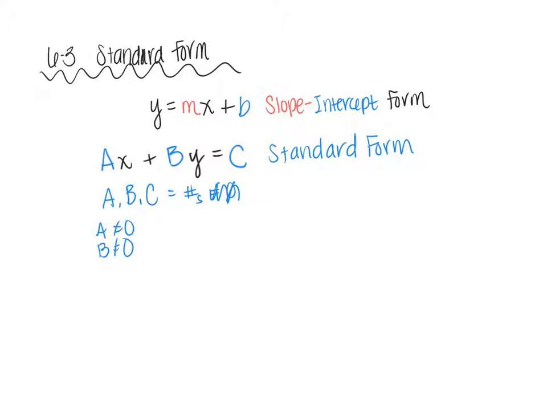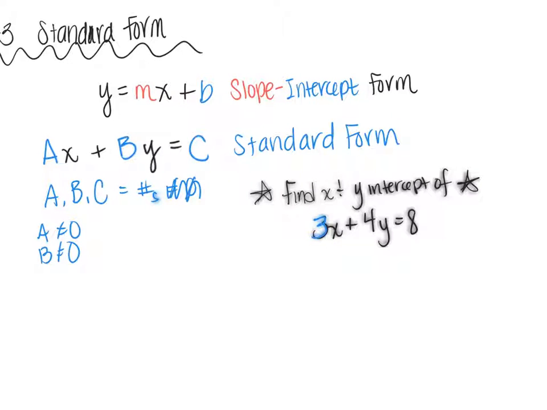So let's look at how I can end up graphing this and finding x and y intercepts. All right, so let's look at this problem over here. I want to find the x and y intercept of 3x plus 4y equals 8. Make sure you're doing this along with me. So notice that this is written in standard form. I have a is 3, b is 4, and c is 8. And I have my x and y. ax plus by equals c.